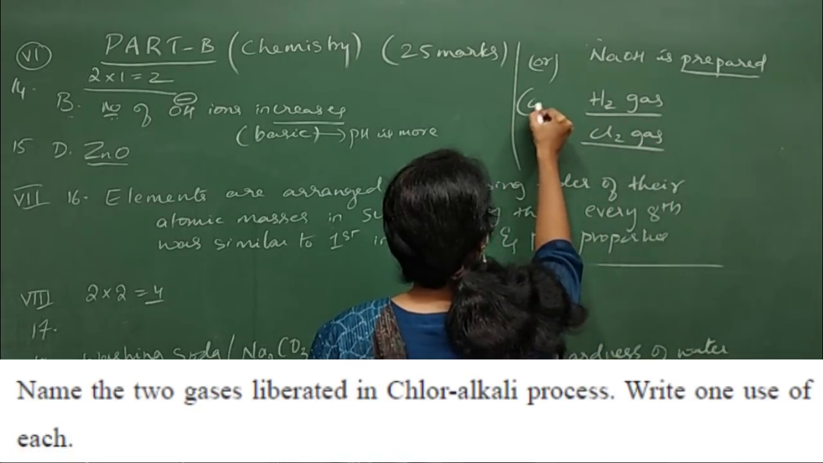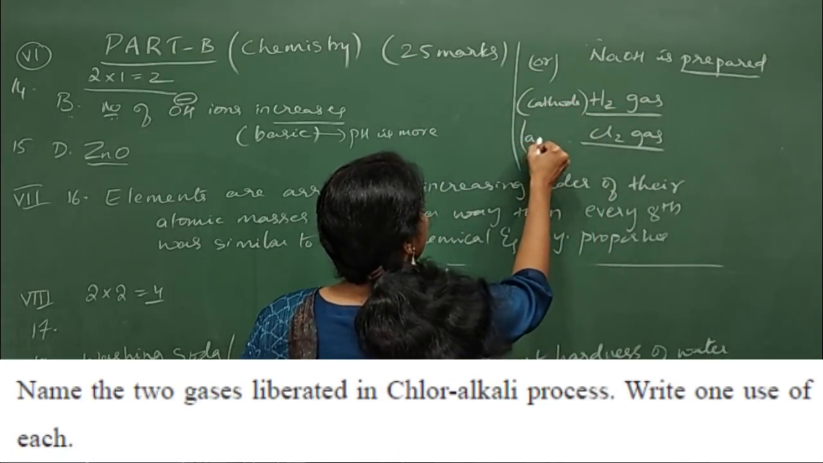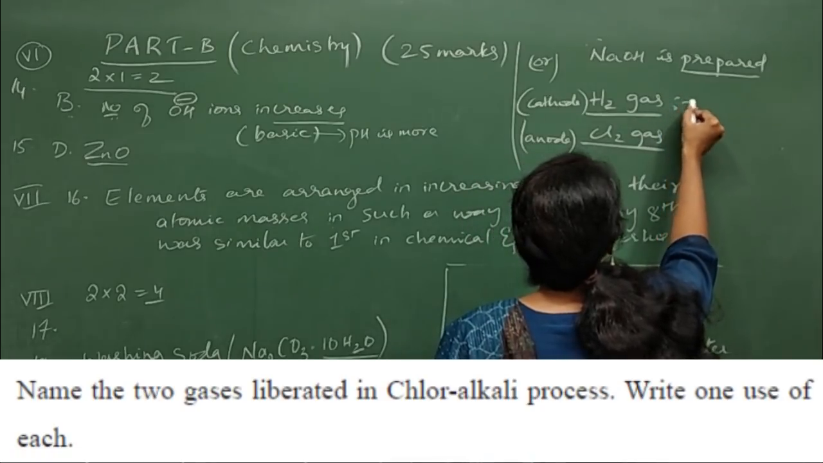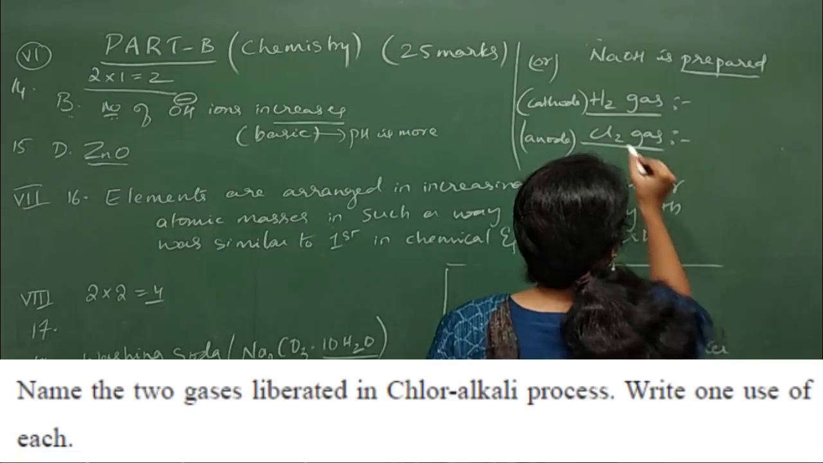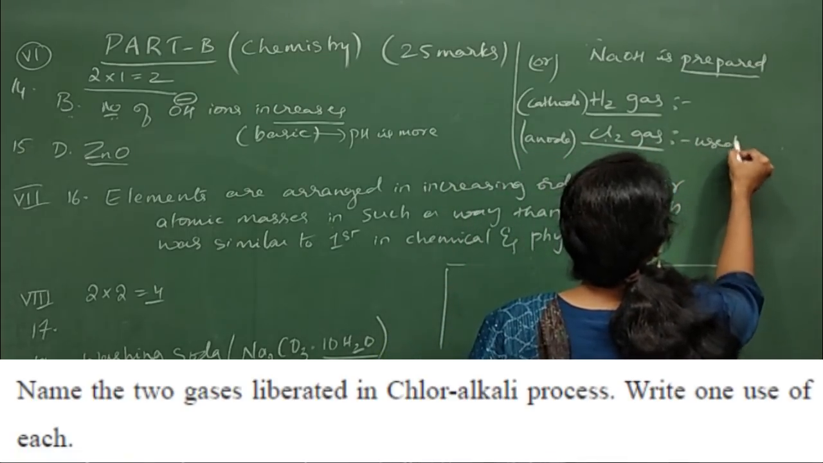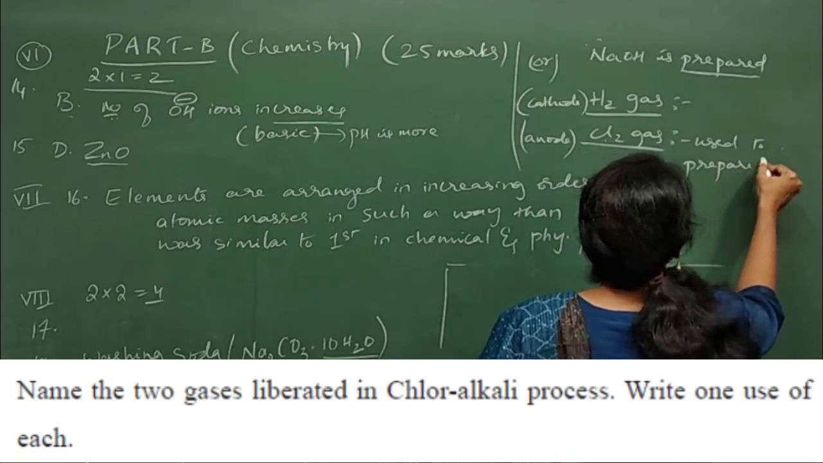So hydrogen gas is liberated at cathode. Chlorine gas is liberated at anode, isn't it? So you have to write 2 uses of this. Cl2 gas is used to prepare bleaching powder.